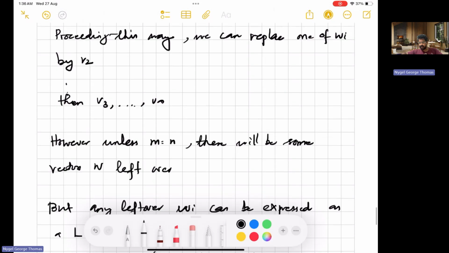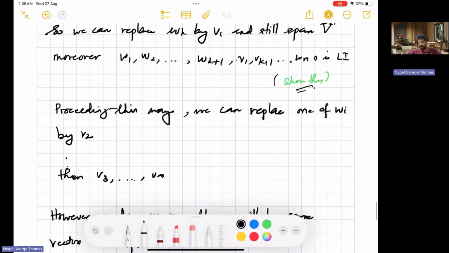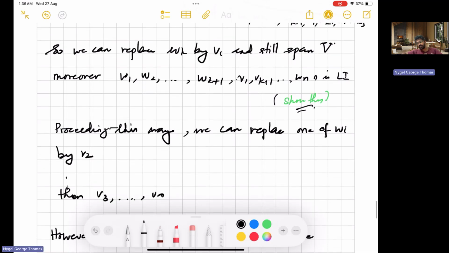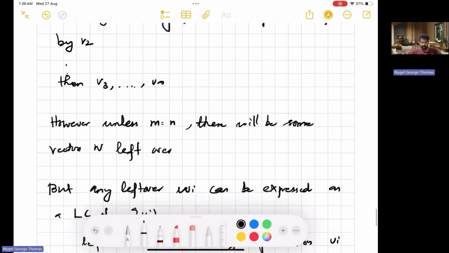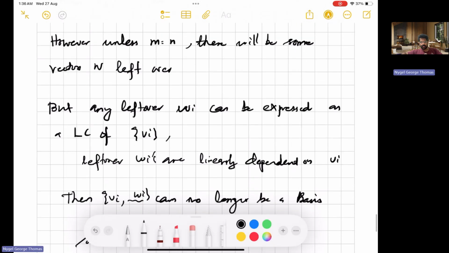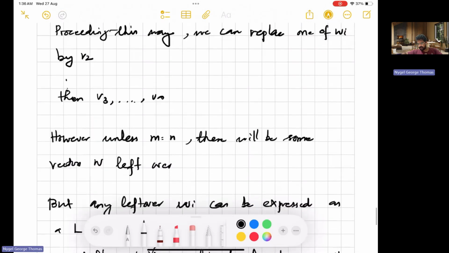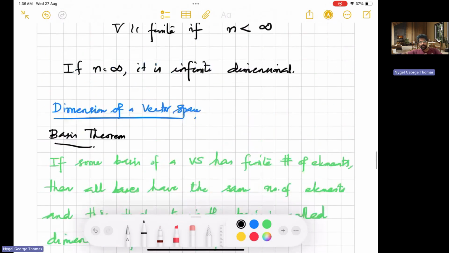Okay, there's some point we have to prove here still. Whenever we are replacing a vector, the set of w's by v's is still linearly independent. We'll prove that in the next session. We'll start with that and move forward. Let's end the session here.